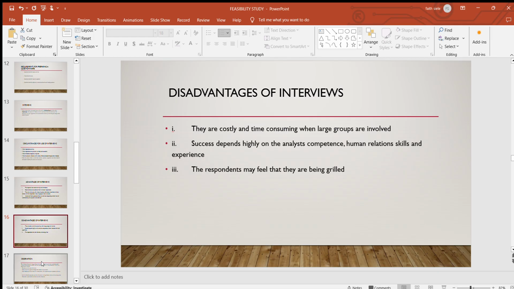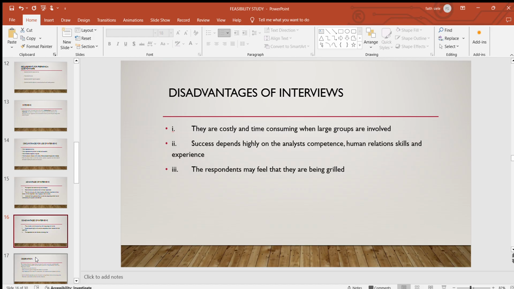Lastly, the respondents may feel that they are being grilled. And just to mention also, it may be subject to interviewer bias. And then also it is limited to a smaller sample size compared to when we are using surveys to carry out data collection. So that is all about interviews.